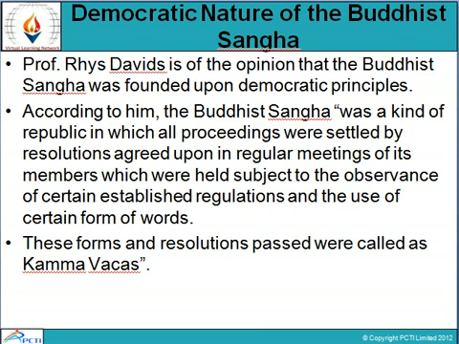Next, democratic nature of the Buddhist Sangha. Professor Davids is of the opinion that the Buddhist Sangha was founded upon democratic principles. According to him, the Buddhist Sangha was a kind of republic in which all proceedings were settled by resolutions agreed upon in regular meetings of its members, which were held subject to the observance of certain established regulations and the use of certain forms of words. These forms and resolutions passed were called Kammavakas.